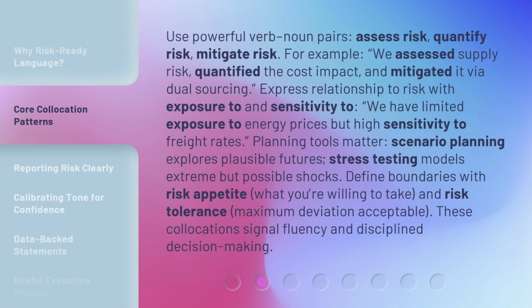Use powerful verb-noun pairs. Assess risk, quantify risk, mitigate risk. For example, we assessed supply risk, quantified the cost impact, and mitigated it via dual sourcing. Express relationship to risk with exposure to and sensitivity to. We have limited exposure to energy prices, but high sensitivity to freight rates.